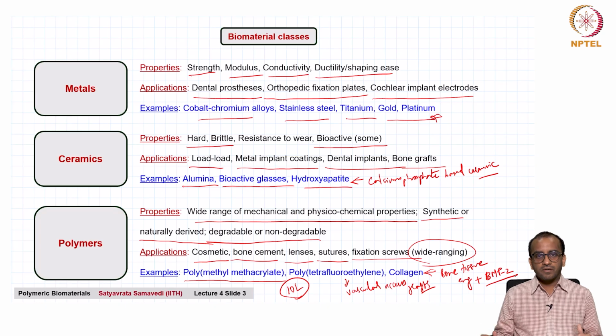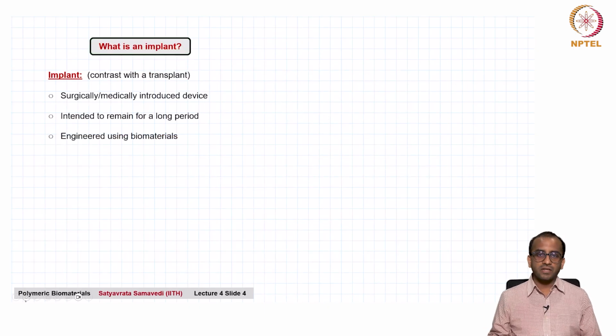So that's the spectrum we're talking about, going from metals with specific properties to ceramics to polymers. These are the different classes that we've looked at. Now remember that our goal is to now understand how these are employed as part of a device. So for that, we'll first start by asking, what is an implant?